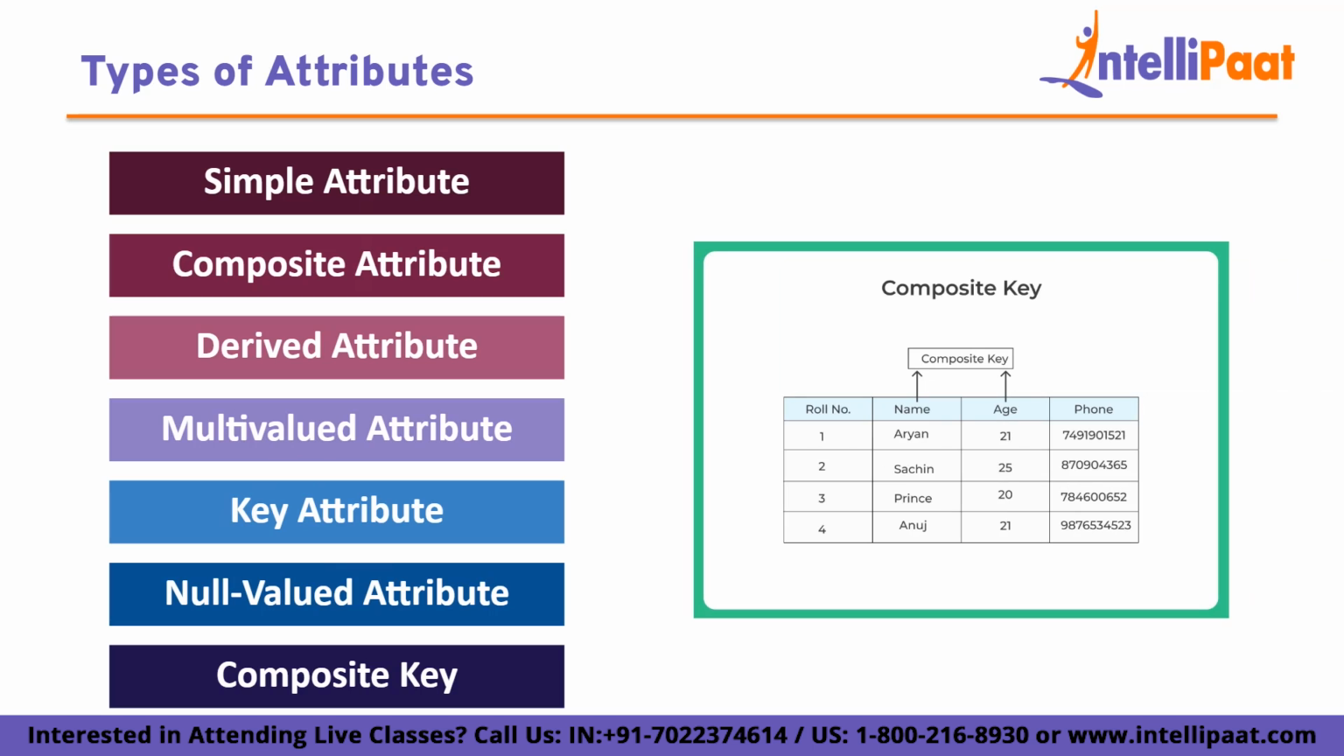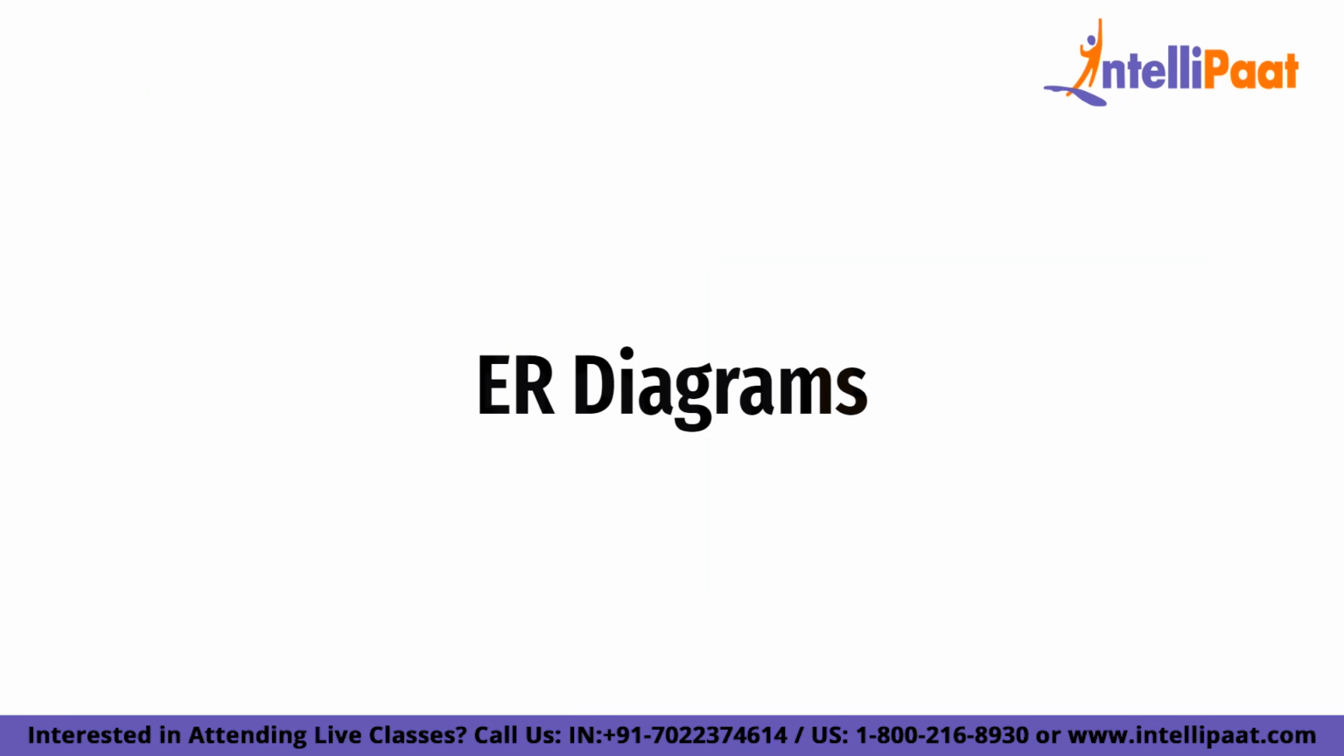A composite key is a combination of two or more attributes that together uniquely identify an entity instance. It is used when a single attribute is not sufficient to identify an entity uniquely. For example, a composite key in a purchase entity can be a combination of order ID and product ID. Now moving on to our next agenda, that is ER diagrams.